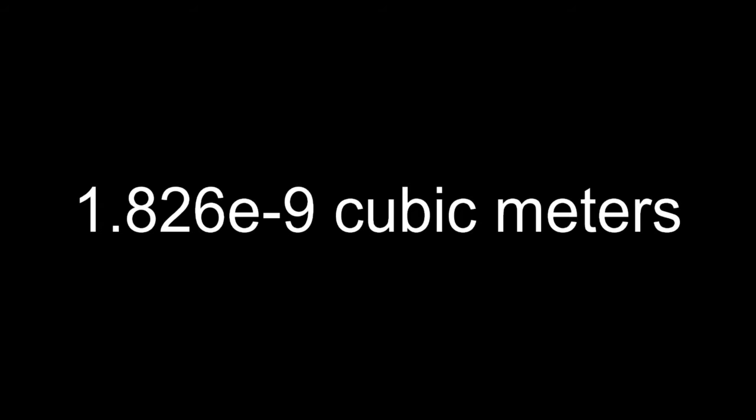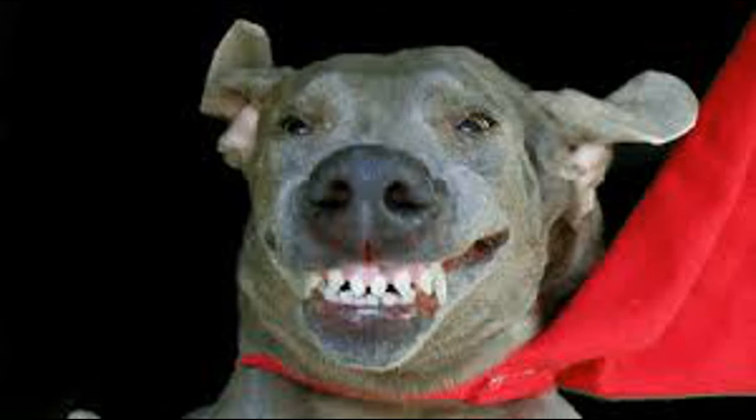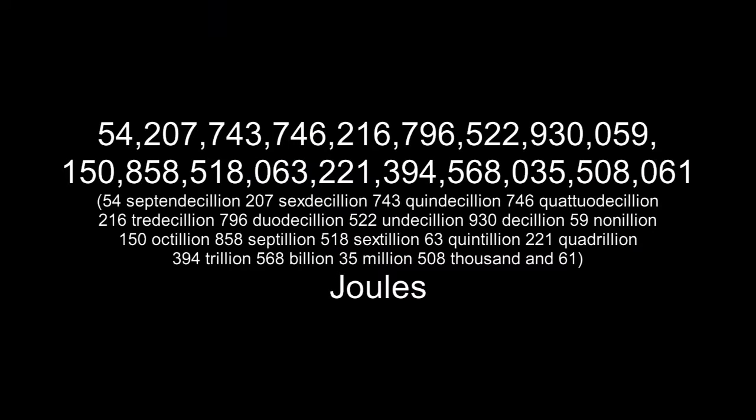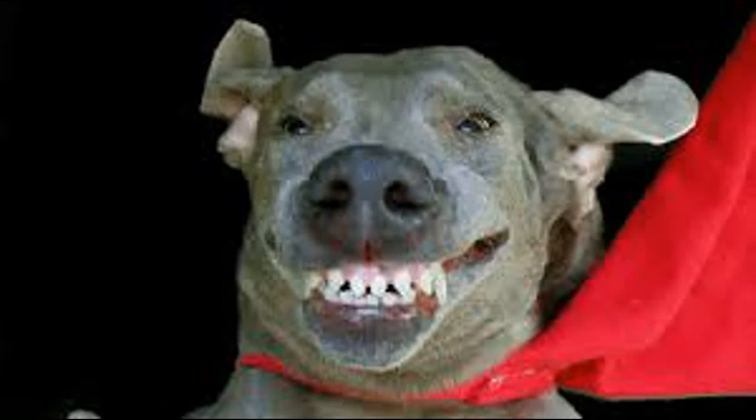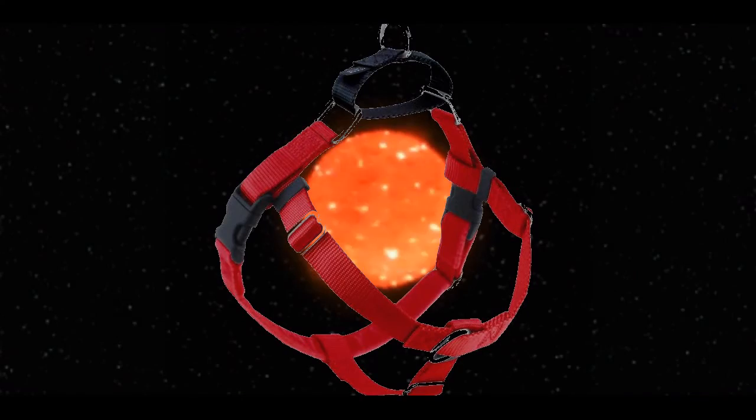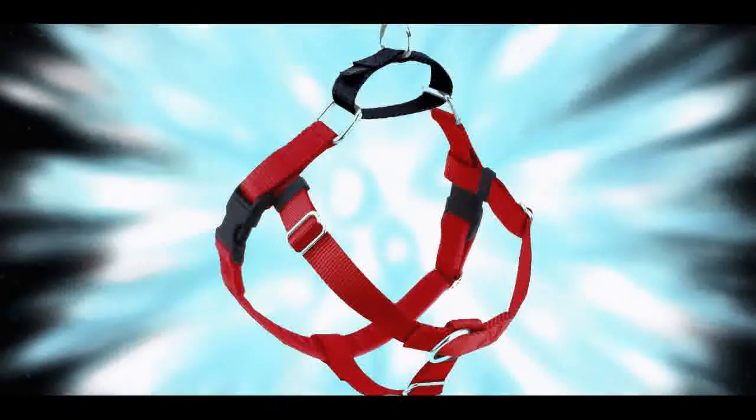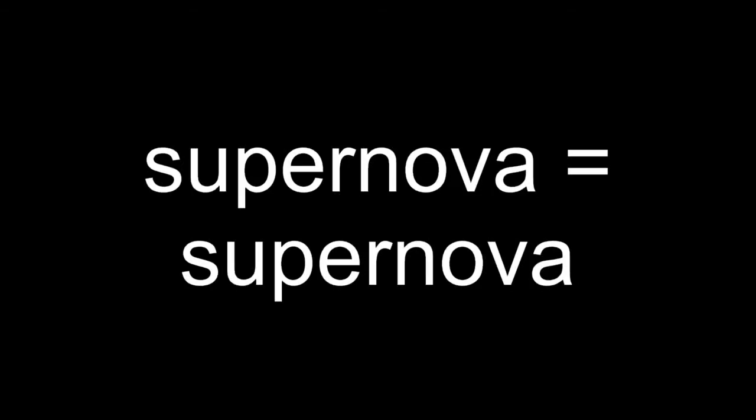Sadly, the resulting neutron star would only have a volume of 1.826 times 10 to the power of negative 9th cubic meters, or about 382 trillion times less than a small neutron star. But now you might be wondering, how would you possibly get that much energy? The answer is from a supernova. If you could somehow harness all the energy from a supernova, you would have enough to create another one basically.